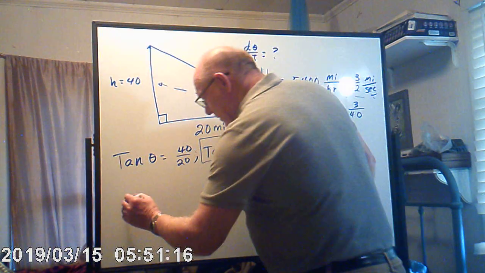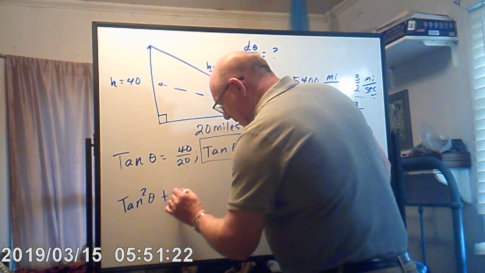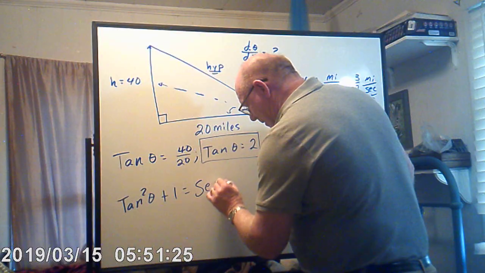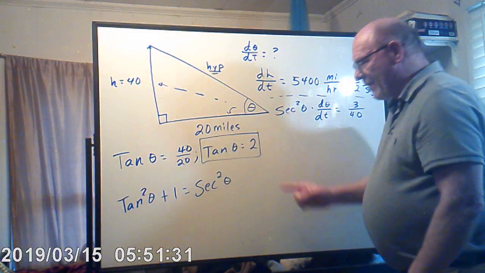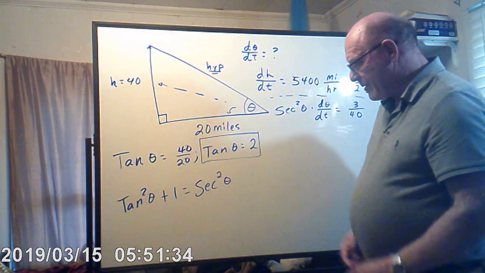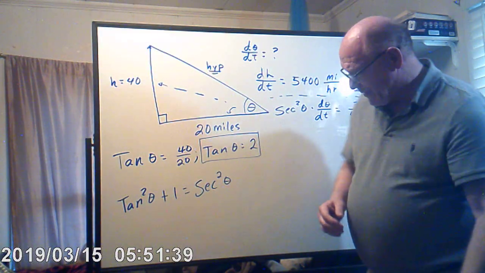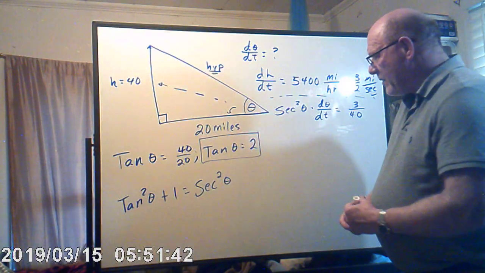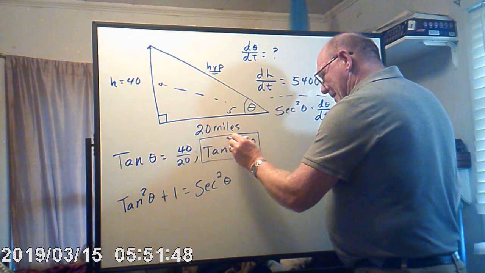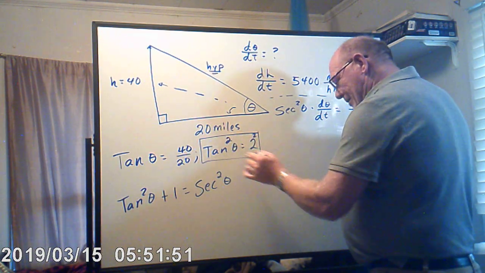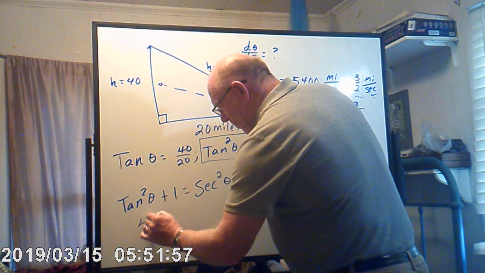So I know that tangent squared, a little identity, plus 1 is equal to secant squared. So now I know that. Alright, I think that's right. Yes, I'm right. So if we were to take this right here now and square both sides, then tangent squared would be equal to 4. 2 squared is 4.